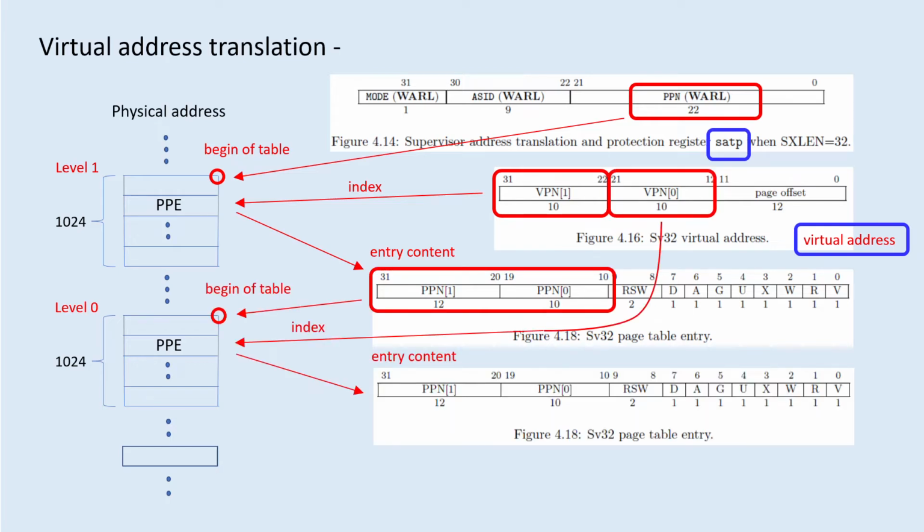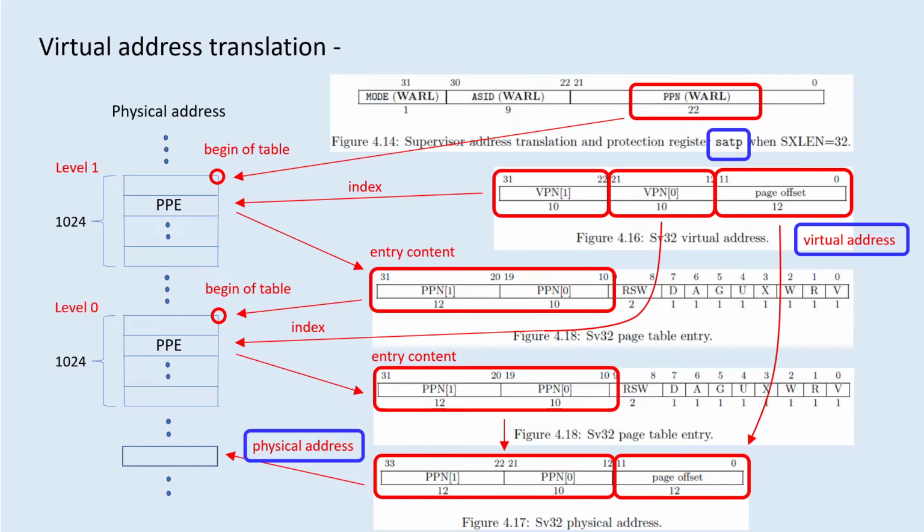The physical page number in the first page entry then points to the base of the second level page table, level 0. The next 10 bits from the virtual address then index into the second physical page entry from the second level page table. The physical page number in the second physical page entry combined with the remaining 12-bit page offset from the virtual address forms the final translated physical address. This completes the virtual address translation. When there is no match in the existing page table, then a page fault trap is generated.